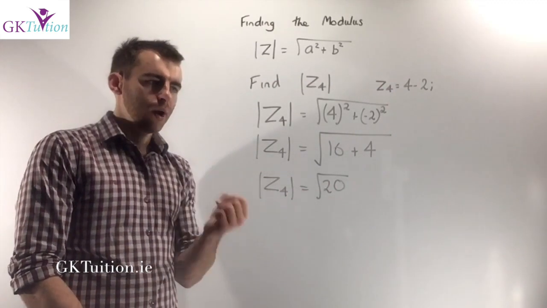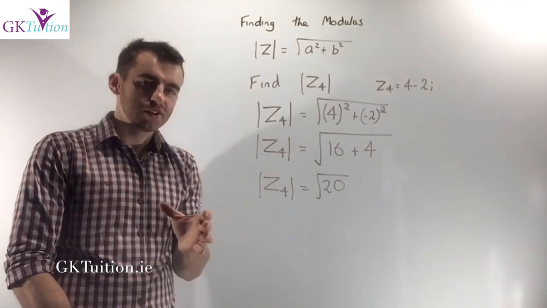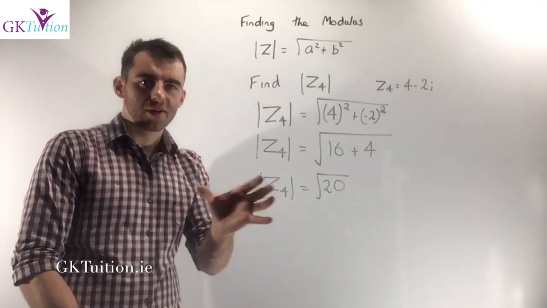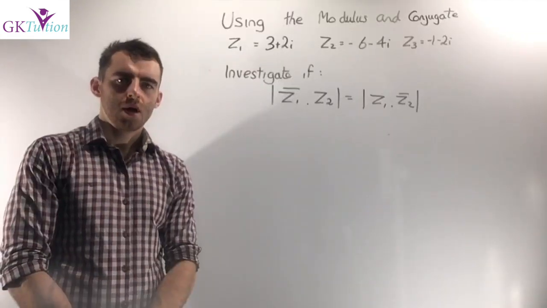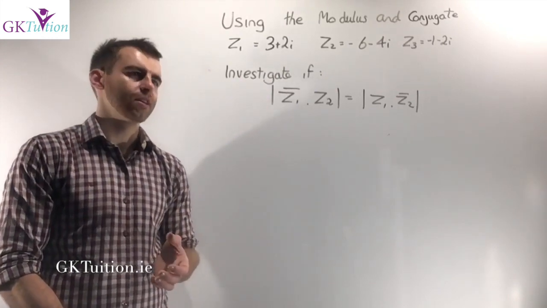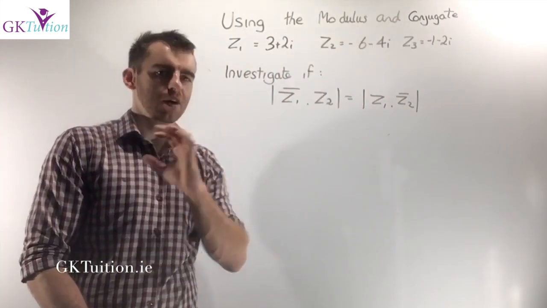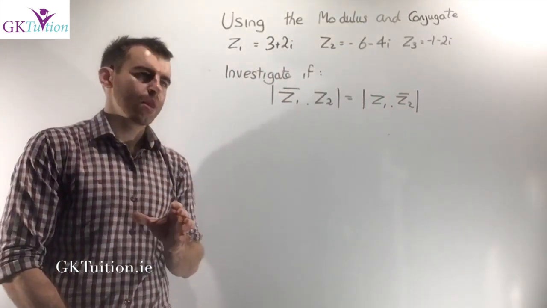Now that we've explored modulus and we've explored conjugate, we need to start looking at questions where we have to use the modulus and the conjugate together. Okay, so we've studied almost everything to do with rectangular form at this stage. So now we need to look at questions where we're dealing with modulus and conjugate in the same question.